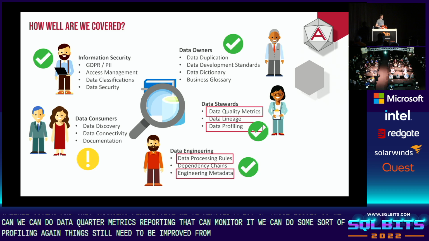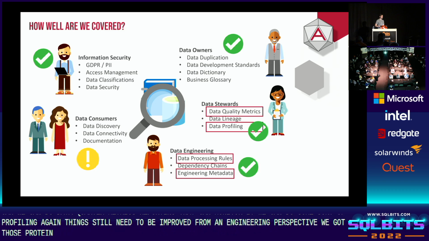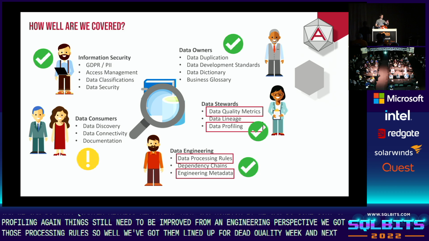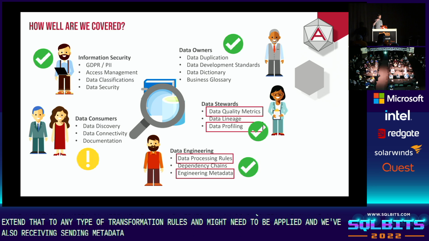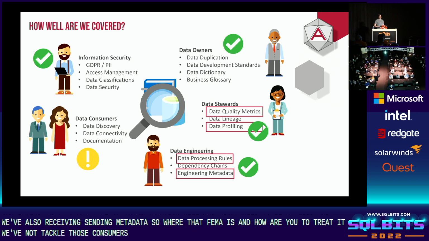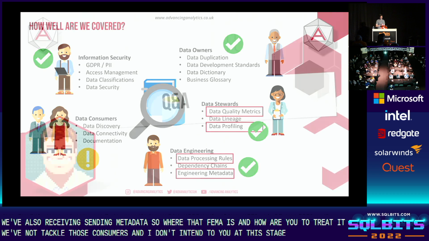From an engineering perspective, we've got those processing rules. While we've got them lined up for data quality, we can extend that to any type of transformation rule that might need to be applied, and we're also receiving some engineering metadata, so where that schema is and how we need to treat it. We've not tackled data consumers, and I don't intend to at this stage.